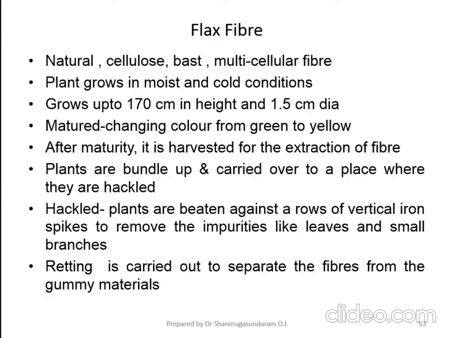So after maturity, it is harvested for the extraction of fiber. So how does the extraction take place? The plants are bundled up and carried over to a place where they are hackled. Hackled plants are beaten against a row of vertical iron spikes to remove the impurities like leaves and small branches.